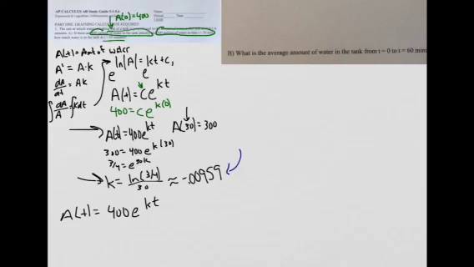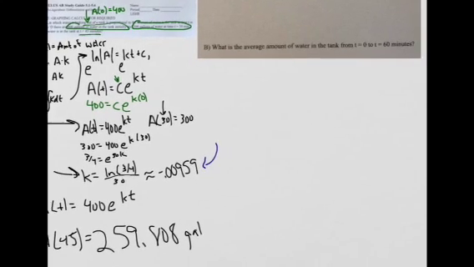So anyway, I plugged it in my calculator. I plug in time equal to 45 minutes. And I get A of 45 equals 259.808. And I should give units, it's gallons. Okay, so that's the answer for part A. You should show all this calculus that gets us to that answer. It's one thing I'm looking for you to do. So, let's move over to B.